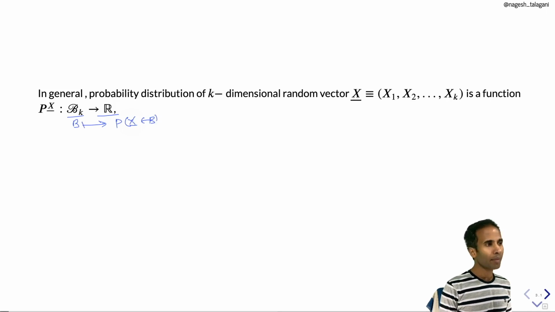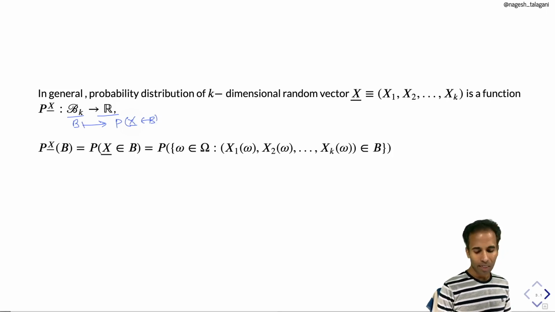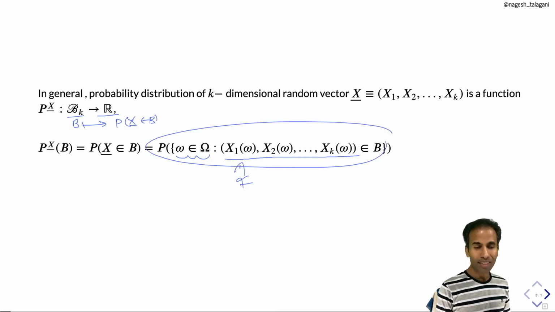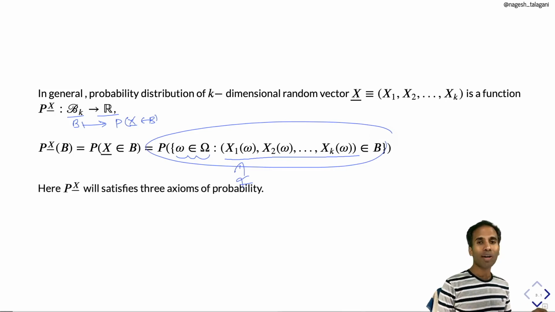Here, X belongs to B is the event consisting of outcomes omega in capital Omega for which this k-tuple (X1(omega), X2(omega), ..., Xk(omega)) sits in B. This is an event in script F, so this probability makes sense. So this P_X function will be well defined and it will satisfy the three axioms of probability. We can check that. So this P_X is a valid probability function. This is going to be our probability distribution of the k-dimensional random vector.